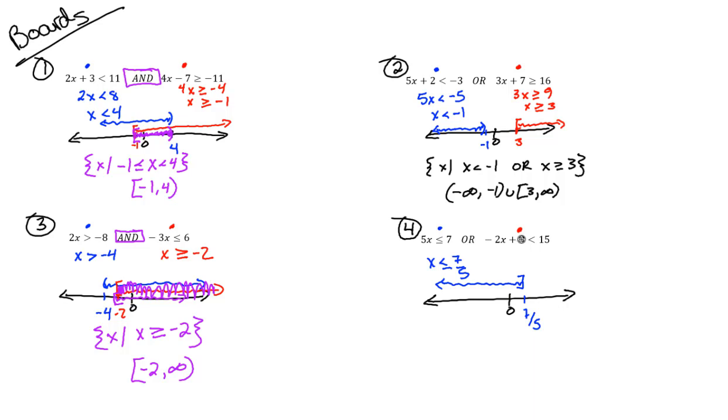-2x plus 9. So subtract 9 and we get -2x less than 6. Divide by a -2 and we get x is greater than -3. Dividing by a negative, we have to switch the sign. So we get -3 is like down here, and we're going greater than. So we don't include it. It's open, like an open circle there.